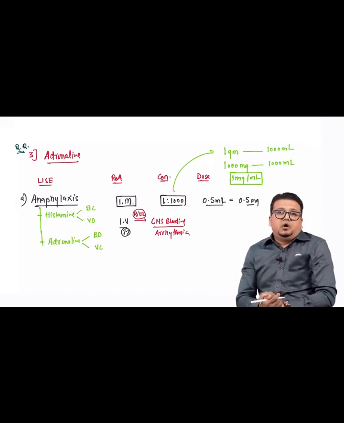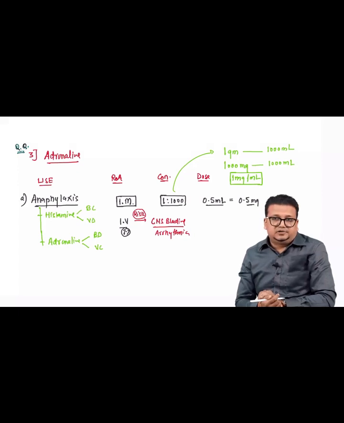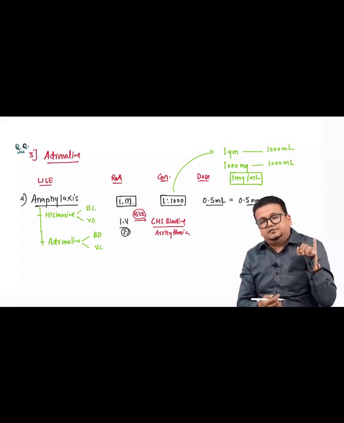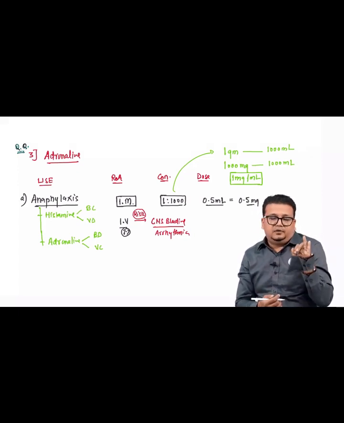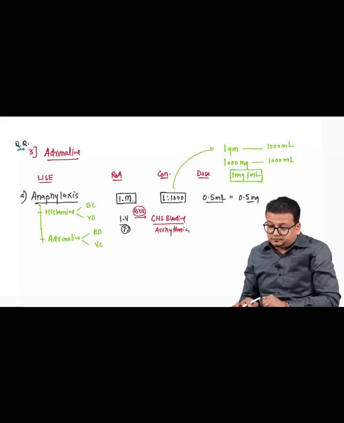So that is all about the use of adrenaline in the first use, anaphylaxis. Why it is drug of choice? What is the route? Why not IV? What is 1:1000 and what is the dose? So I hope this is clear, the first use.